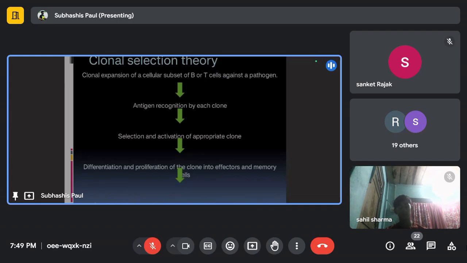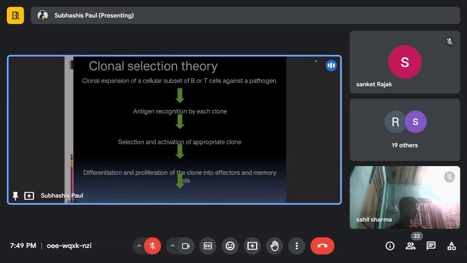So there are two terms. The first one is the effector and the second one is the memory cells. Effector cells are the B cells which will immediately start showing the effects. That means they will be killing the particular pathogen. And the memory cells, what will they do? They will not produce the antibody. They will not participate in the pathogen killing.